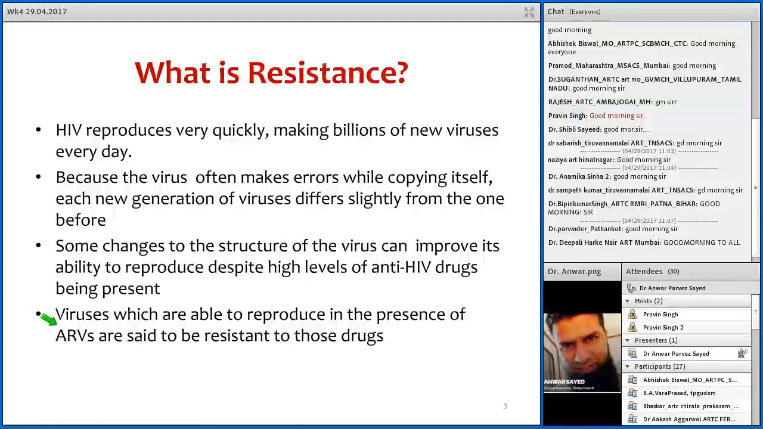So viruses which are able to reproduce in presence of ARVs are said to be resistant to those drugs. When we give antiretrovirals, what should happen is the virus should not multiply. But because of these errors and because of the disrupted sequence of amino acids in the viral genome, the newly developed strain is not active against the drug which you are using. So in presence of the drug, the virus continues to multiply, and that virus will be called a resistant virus for that particular drug.